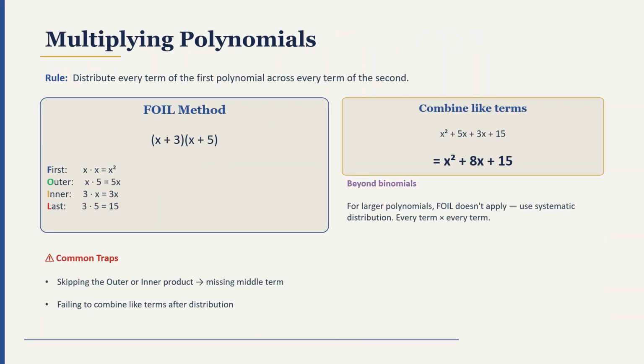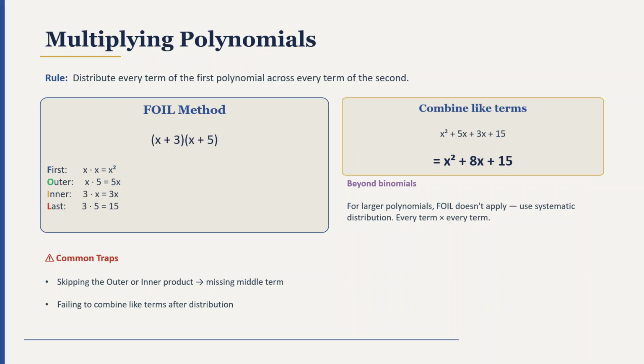Multiplying polynomials is just distribution. Every term in the first polynomial multiplies every term in the second, and you combine like terms at the end. For two binomials, a useful mnemonic is first, outer, inner, last.